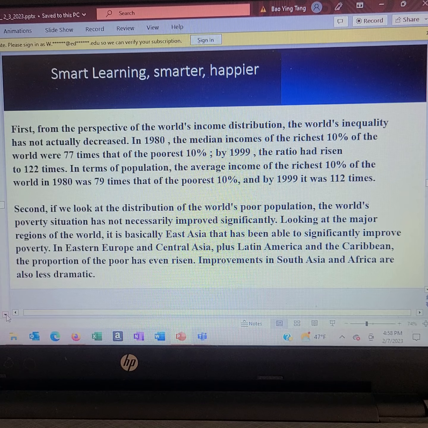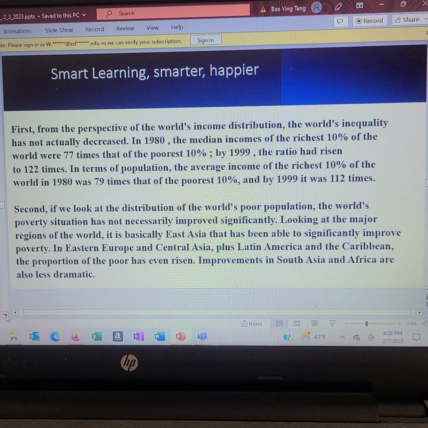Second, if we look at the distribution of the world's poor population, the world's poverty situation has not necessarily improved significantly. Looking at the major regions of the world, it is basically East Asia that has been able to significantly improve poverty. In Eastern Europe and Central Asia, plus Latin America and the Caribbean, the proportion of the poor has even risen. Improvements in South Asia and Africa are also less dramatic.